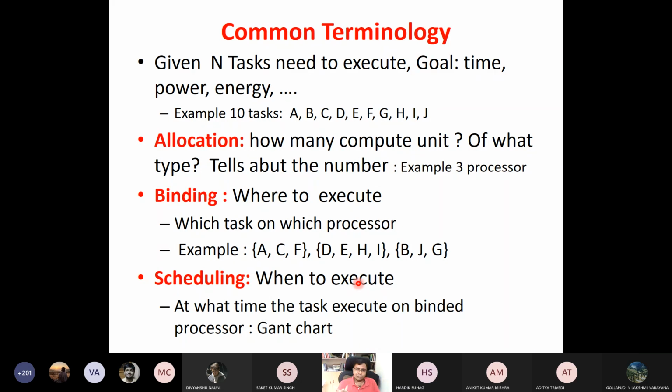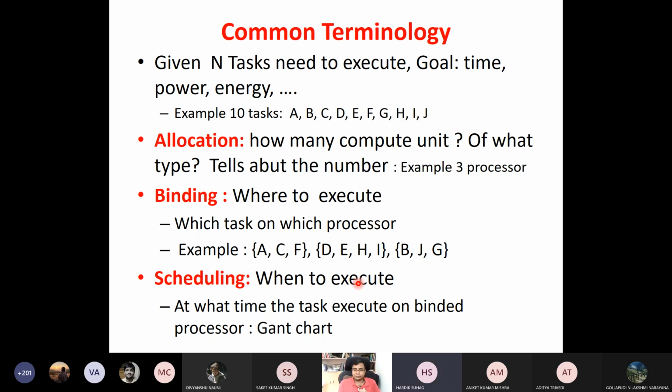Suppose you have only one processor, then allocation and binding will not make any sense. Assume you have one processor, so the number is defined, and binding means all tasks will execute on that one processor. But whenever the number of processors increases, and you need to get the number of processors from a pool, then allocations, binding, and scheduling come into the picture.